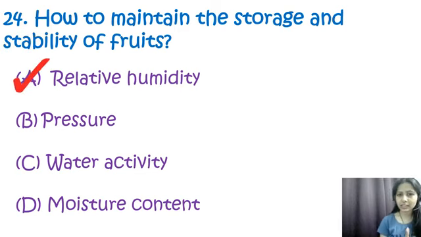So maintaining the right level of relative humidity, it plays a crucial role in the storage and stability of the fruits. Since high relative humidity means it helps to reduce the respiration, as it slows down the metabolic process, and which can extend the shelf life of the fruits. So over here the correct or the appropriate answer is option number A, that is relative humidity.